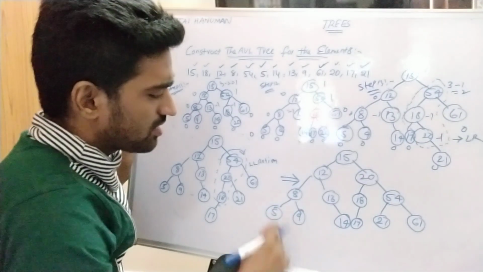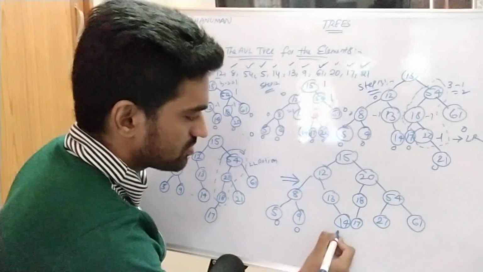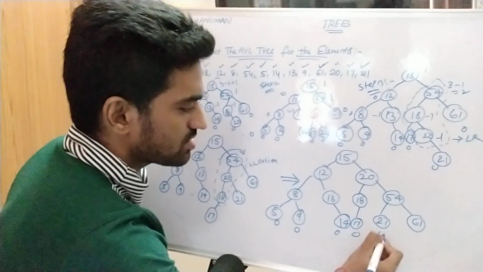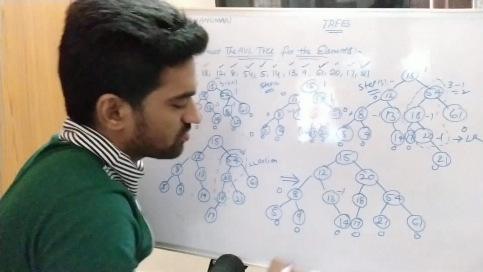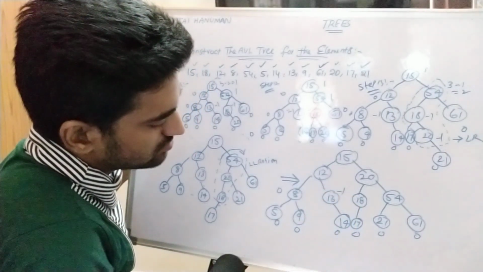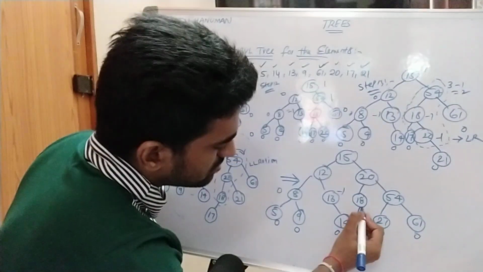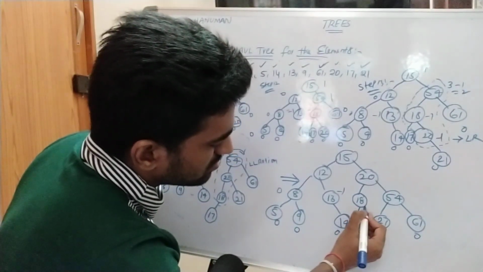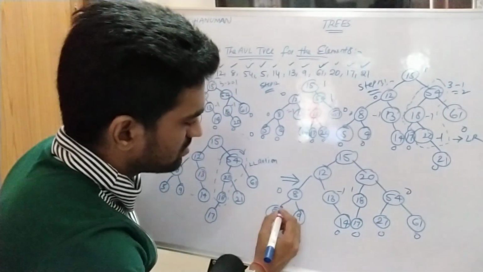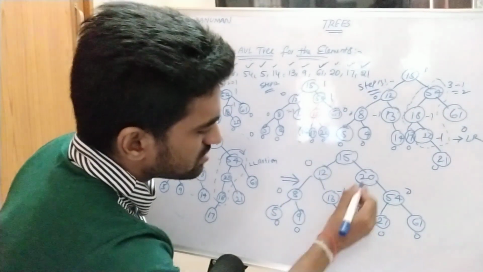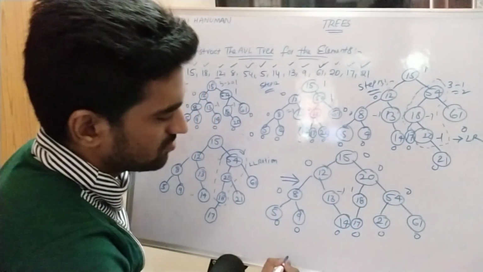So here again we are checking the balancing factor for each and every node. 0, 0, 0, 0, 0, 0. 1 minus 1, 0, 0 minus 1, minus 1. Then this is 1 minus 0, 1, 1 minus 1, 0. For this 2 minus 2, 0. For this 2 minus 2, 0. For this 3 minus 3, 0.